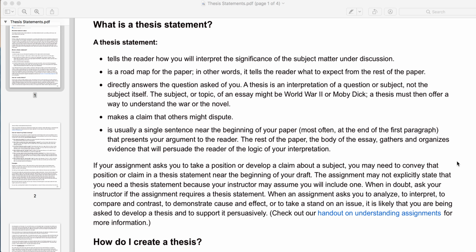Today we will be discussing thesis statements, and for this I'm using a handout obtained from the Writing Center at UNC, University of North Carolina. So before we begin, let's go over what a thesis statement is.